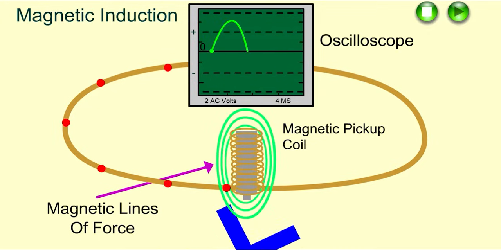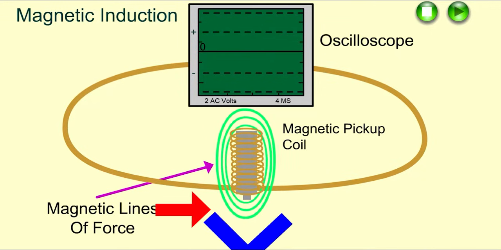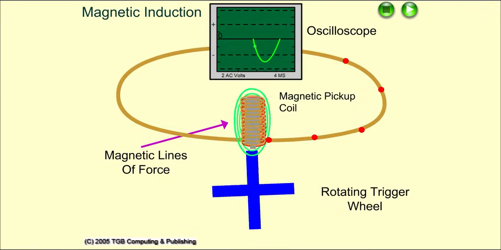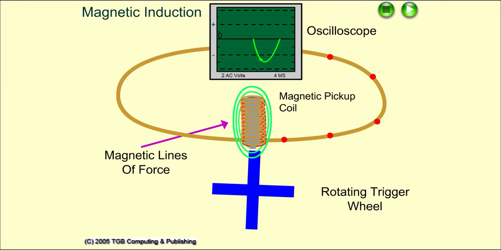A positive voltage is produced as the tooth enters the magnetic field, and a negative voltage is produced as the tooth exits the magnetic field. The result is a single alternating current or AC sine wave, which is one positive pulse and one negative pulse.